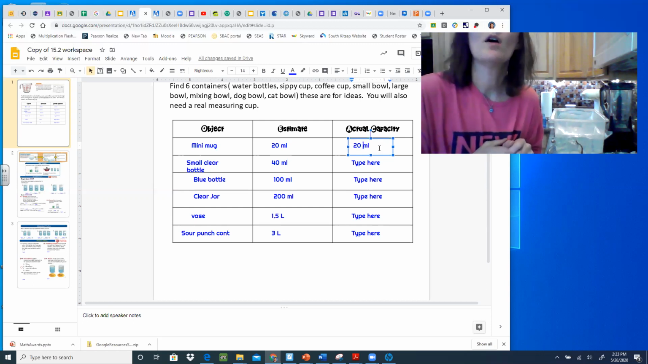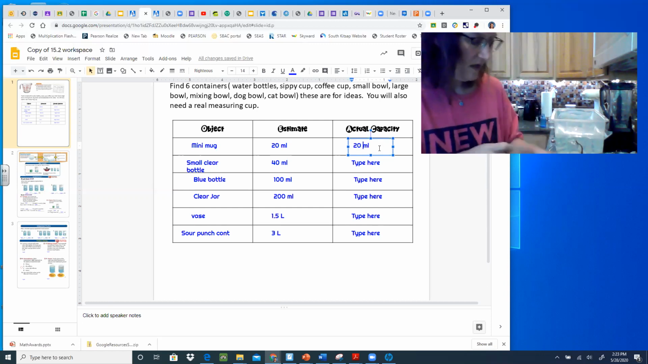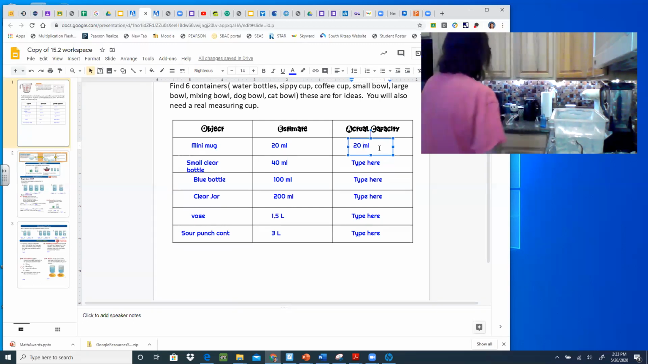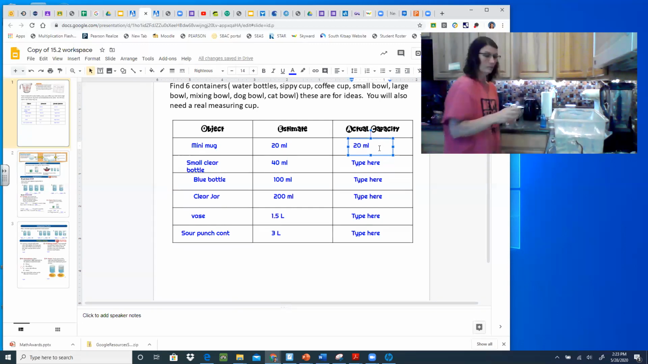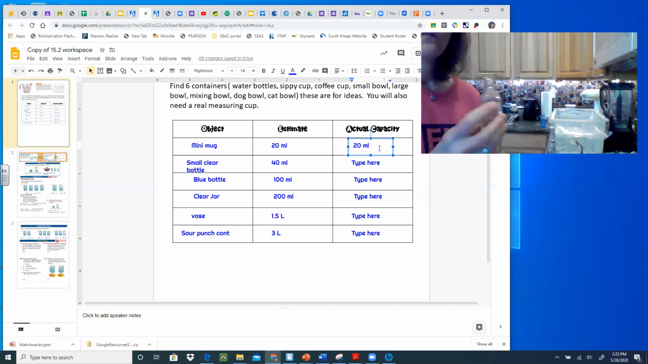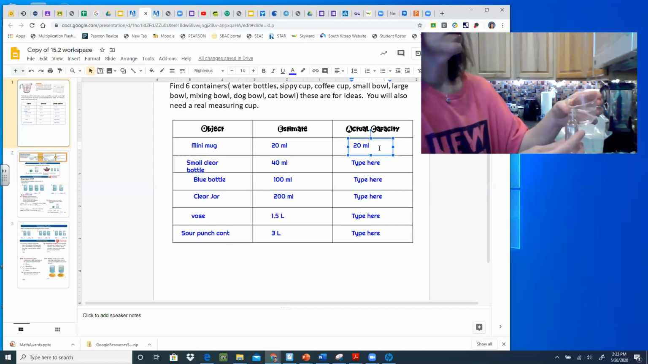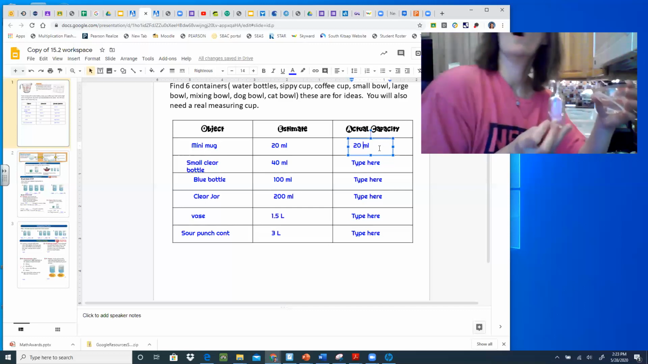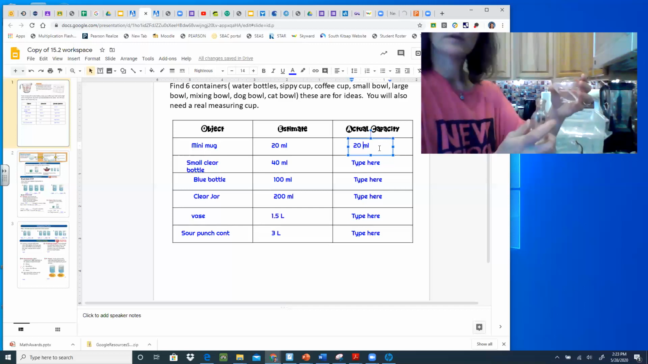Now the other one, the small clear bottle, I guessed 40. Well, I just happen to have 40 left in here. So let me go grab that and we'll see. Okay, I'm holding it in a spot where you guys can see it. Whoa. Don't turn the oven on.